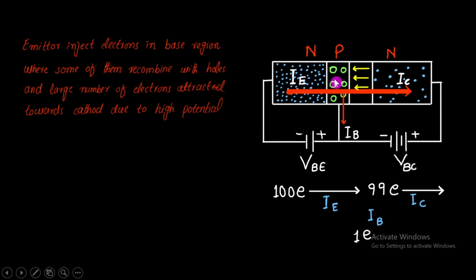This emitter injects the electrons towards this space, and they are recombined here in this hole, and a large number of electrons are attracted towards this cathode due to this high potential. Okay, this VBC is greater than this VBE, so therefore the electrons are attracted by this positive terminal towards itself.